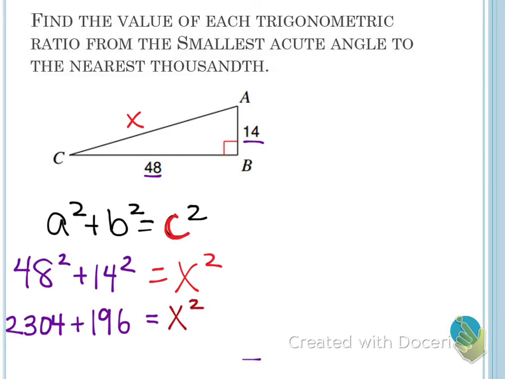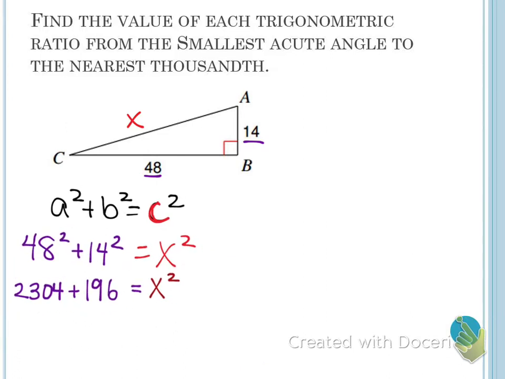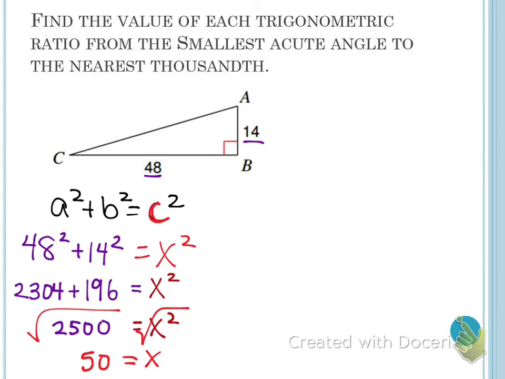And it equals x squared. Add 2,304 plus 196, and it is 2,500 equals x squared. How do we get x by itself? Take the square root. So x equals 50. All right, so that means our missing side is 50.